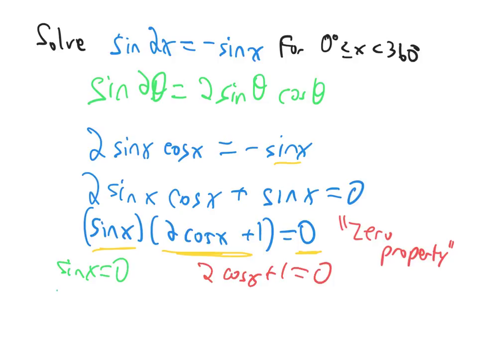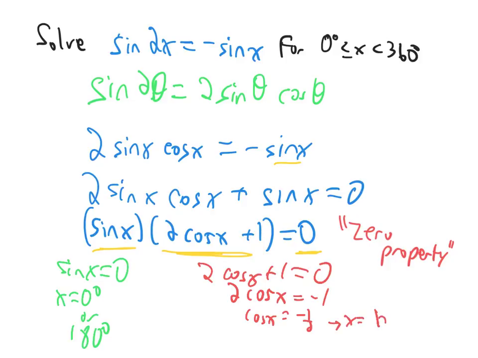In the first case, we get x equals 0 degrees or 180 degrees. And in the second case, we have 2 cosine x equals minus 1, or cosine x equals minus a half, which implies that x is either 120 degrees or 240 degrees.